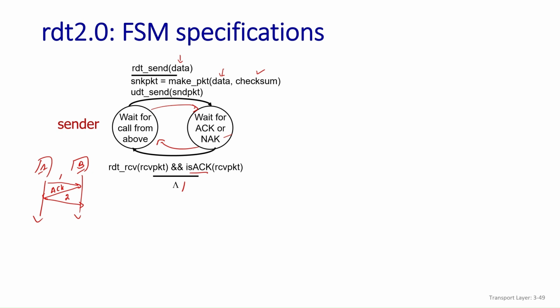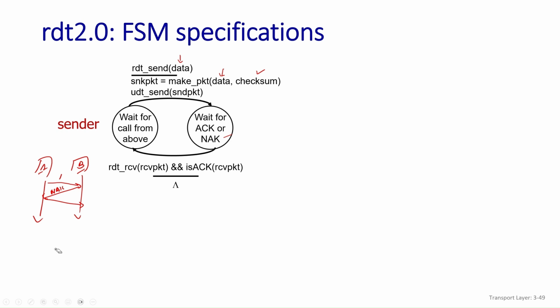But what if it is a negative acknowledgement? What if this response is NAK? I receive a packet and the packet is NAK. What will happen in this case? Should I be sending the next segment? No. Should I be making this transition from this state back to the wait for call from above state? No.